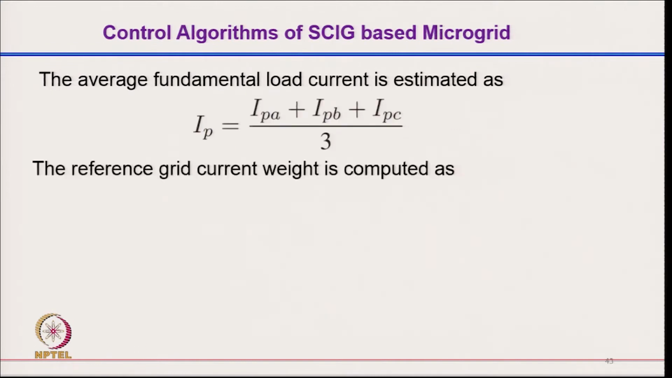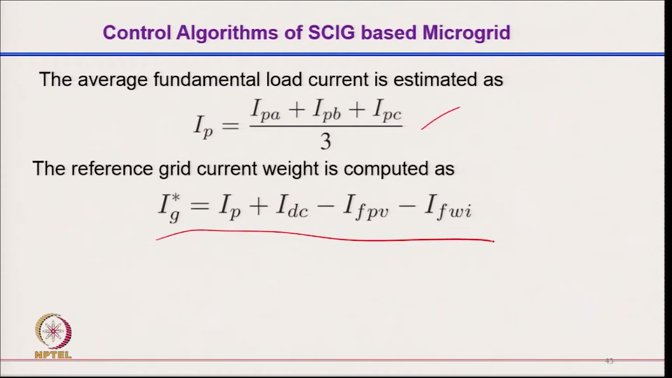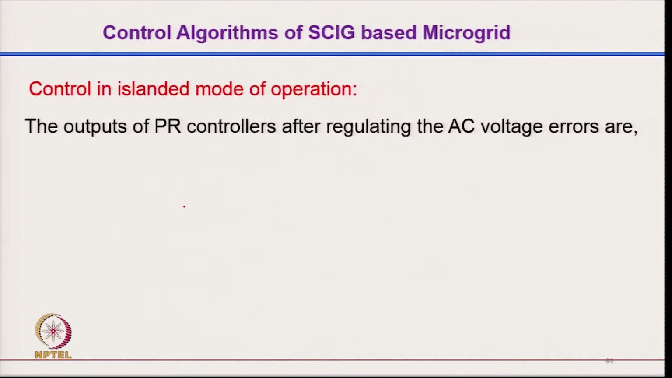So for that control, you have the load current average, and then you have the reference grid current, where you have the positive sequence of the load current, and the DC link voltage control output, which accounts for the losses. Then you have the PV feed-forward term and the feed-forward term of the wind generation. So you get the amplitude of the grid current, from which you calculate the reference current.